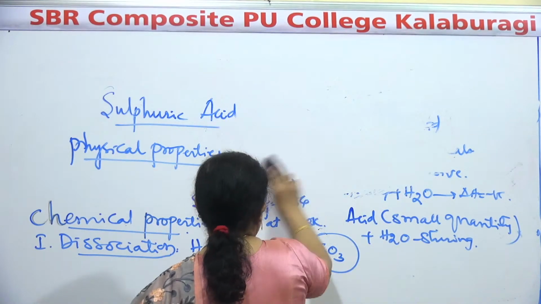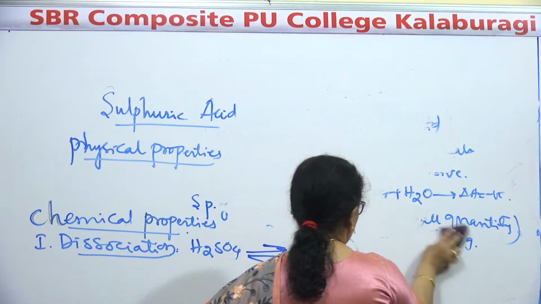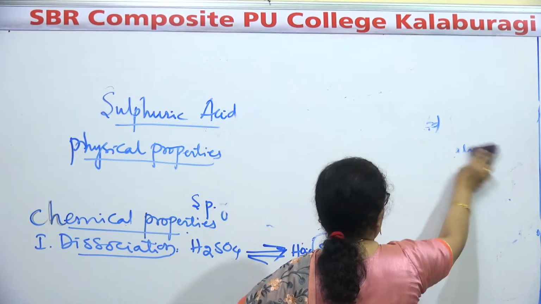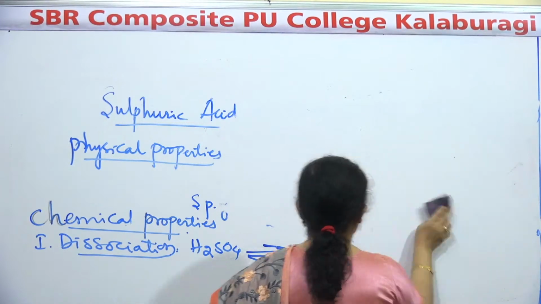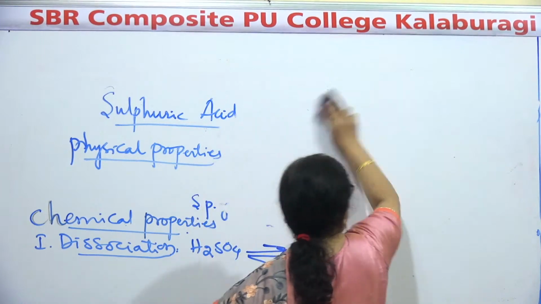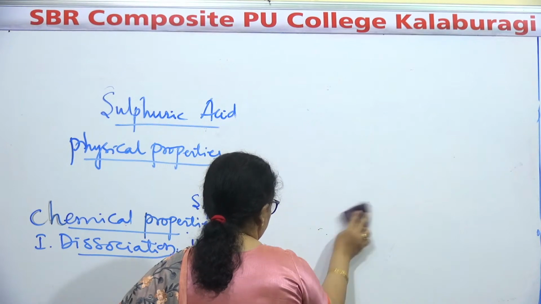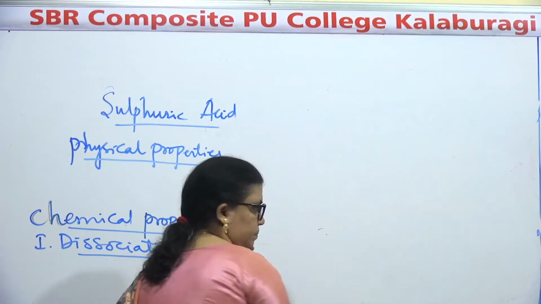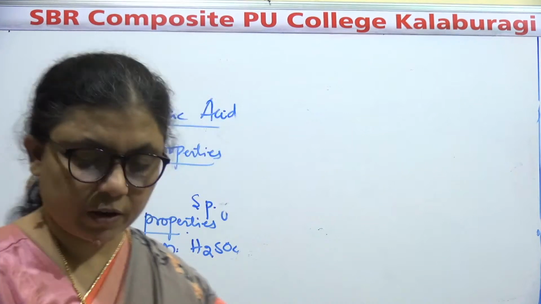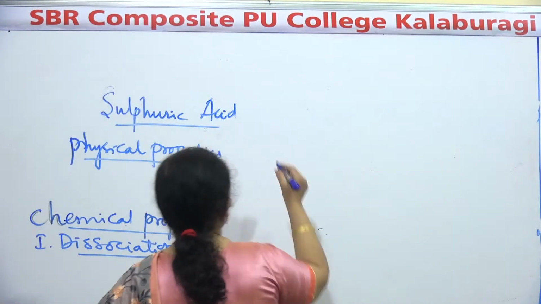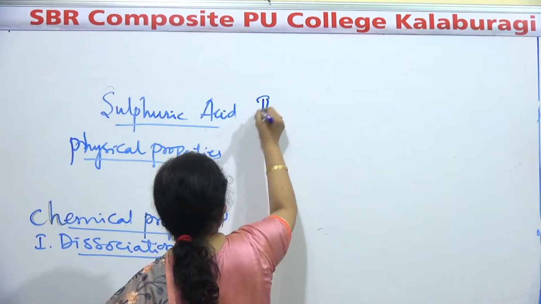We'll move to the next property. The most important property of sulfuric acid is its acidic nature. Acidic nature of sulfuric acid.